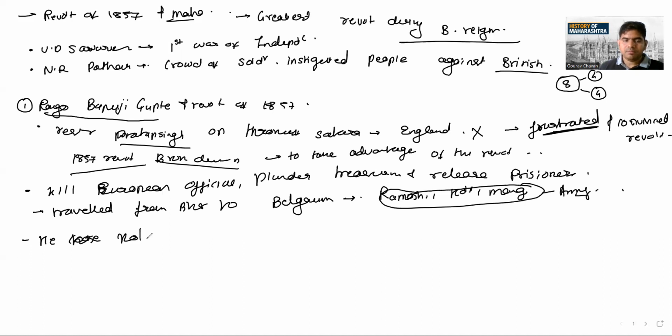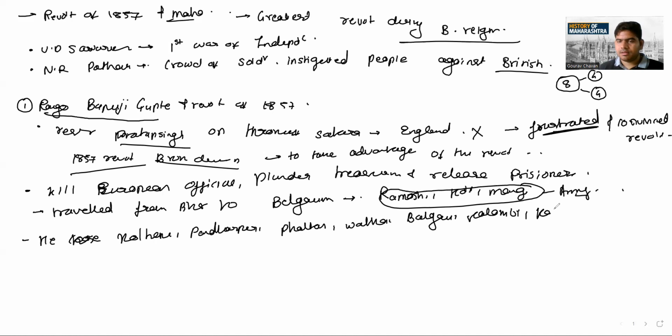He chose Kolhapur, Pandharpur, Paltan, Wathar, Belgaum, Kalambi, Karad, Deur, etc. as the places of revolt. These places were selected as places of revolt.